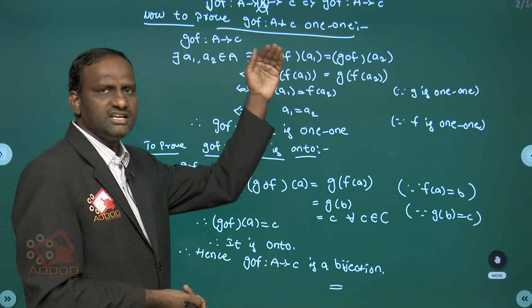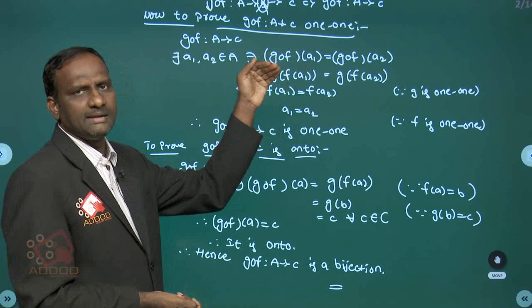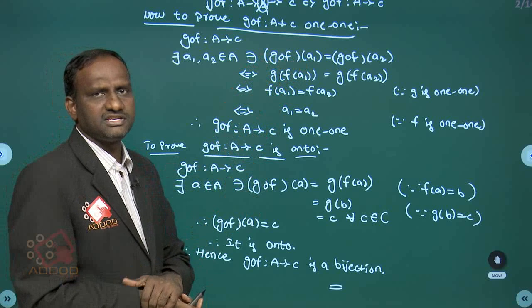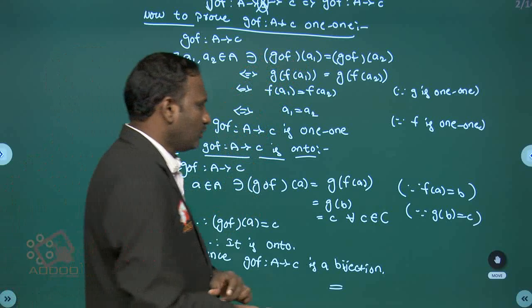Hence we can say G circle F from A to C is a bijection. Bijection in the sense that it satisfied one-one, and at the same time it satisfied onto. Therefore it is a bijection. Okay? Right. Go for the next theorem.